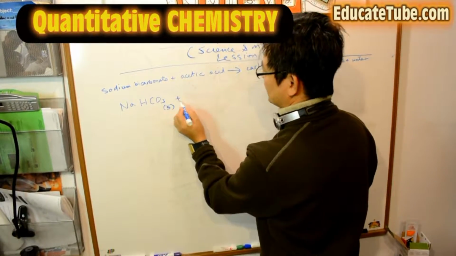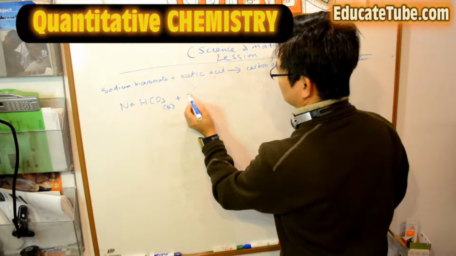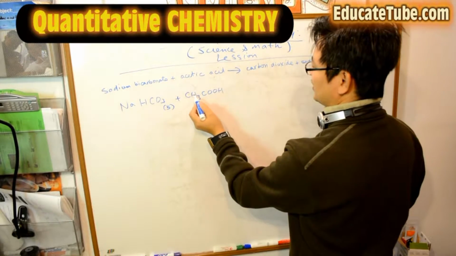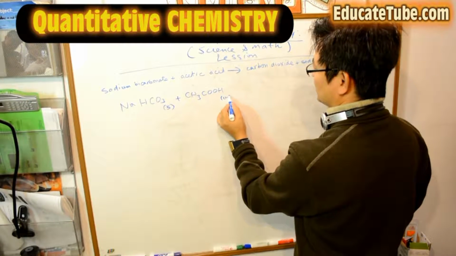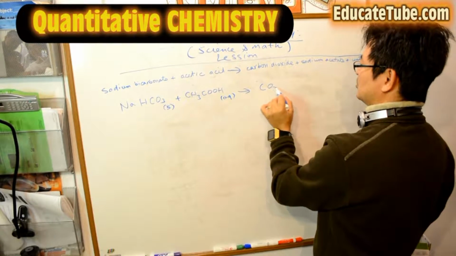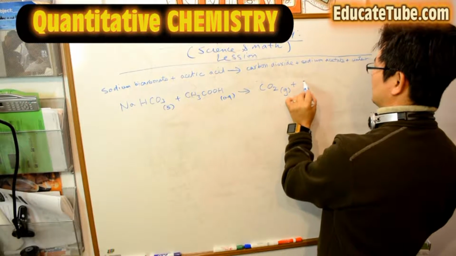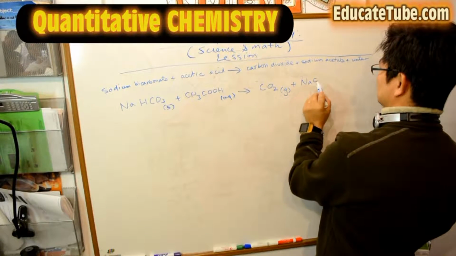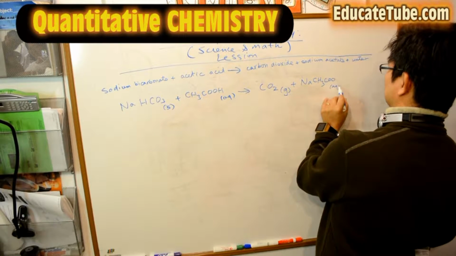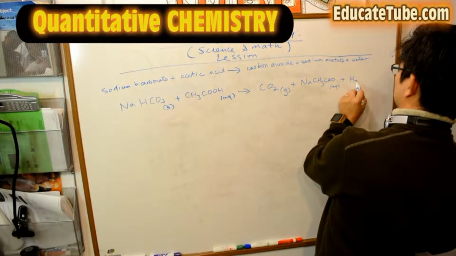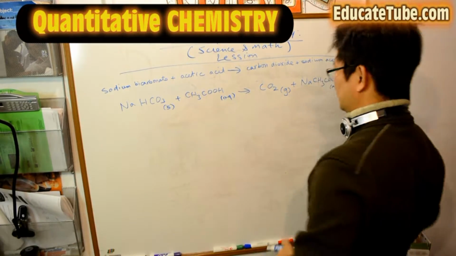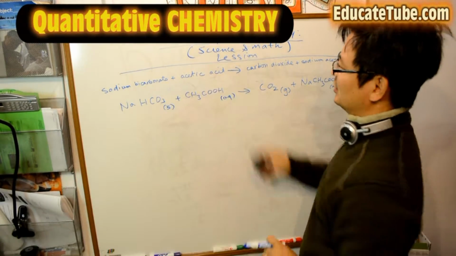And then acetic acid is in solution. So we're going to put CH3. This is an organic acid. CH3COOH, in water, aqueous solution, and it gives you carbon dioxide, CO2, a gas, plus sodium acetate, NaCH3COO, in aqueous solution, and water, H2O, in liquid form. So that would be the chemical formula for this equation here.